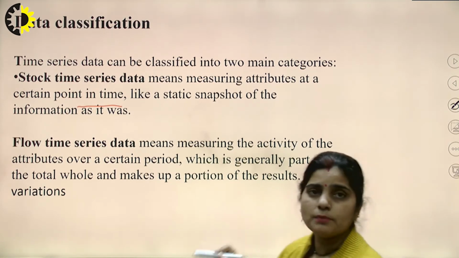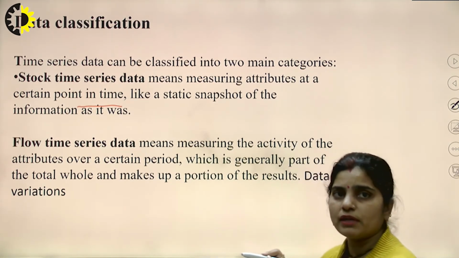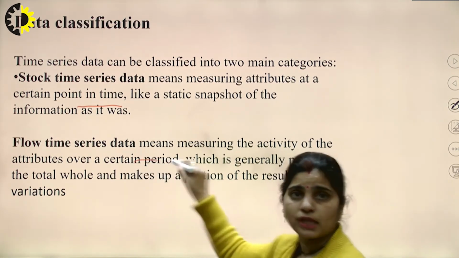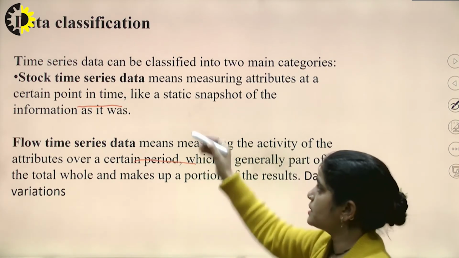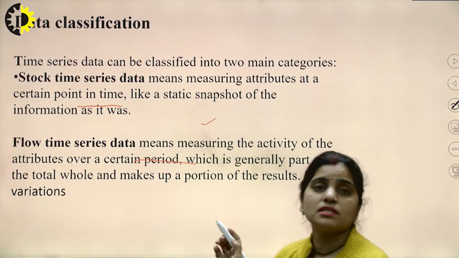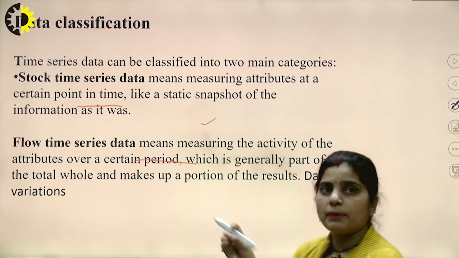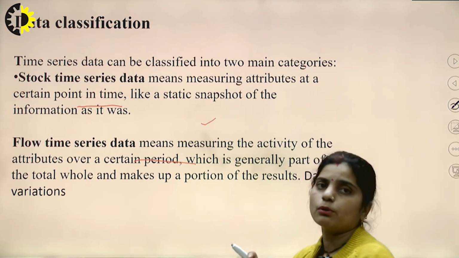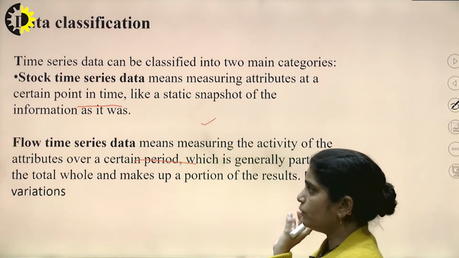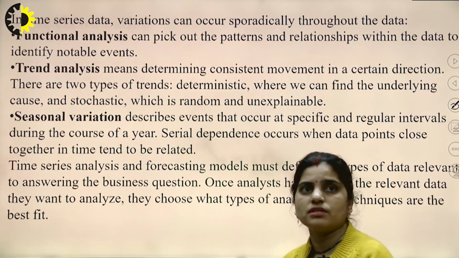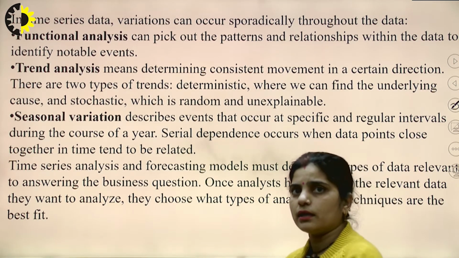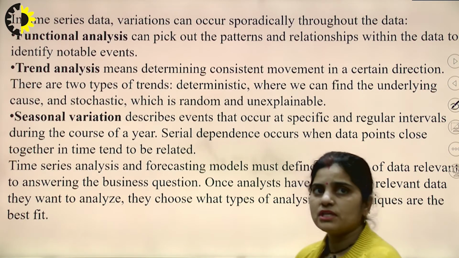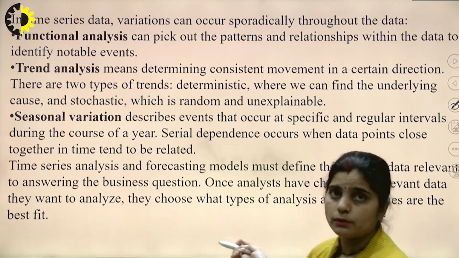And in flow time series data, we measure the activity of an attribute over a certain period of time. So, for the same example, if we consider how many students come into the class for a certain period from 9 o'clock to 10 o'clock, that kind of data comes under the flow time series data. Now, in time series data, variations can occur throughout the data. So, these variations can be classified in the following manner.